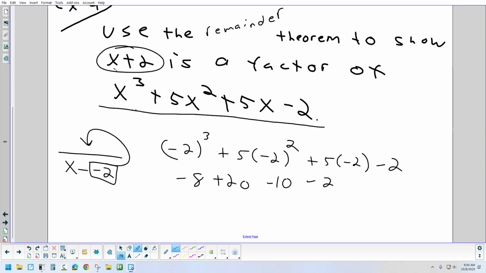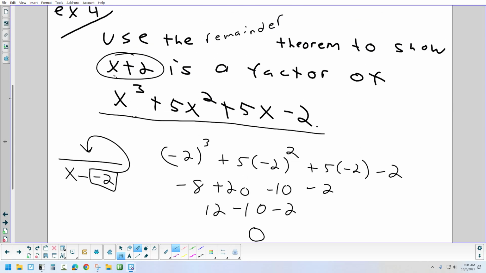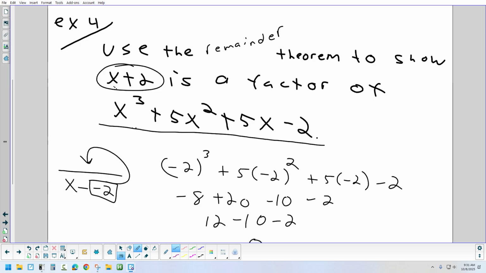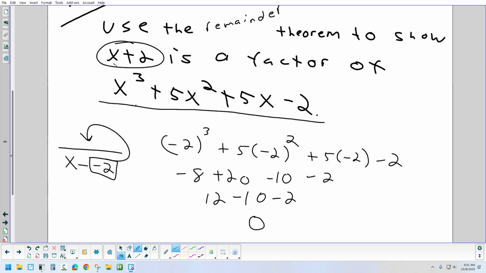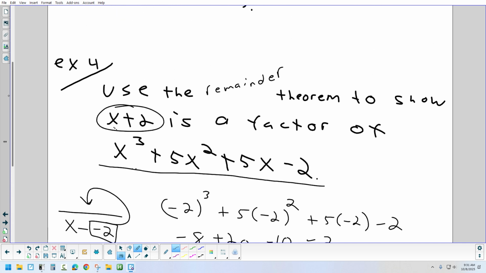All right, let's keep going. -8 plus 20 gives me 12, sorry, then 12 minus 10 minus 2. What's 12 minus 10? 2. And what's 2 minus 2? 0. So I got a remainder of 0 when I divide by x plus 2. What does that mean about x plus 2? It's a factor.